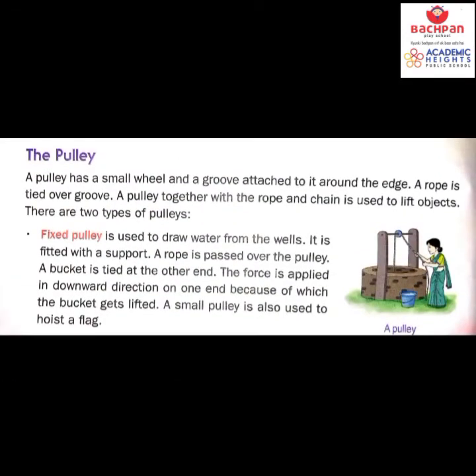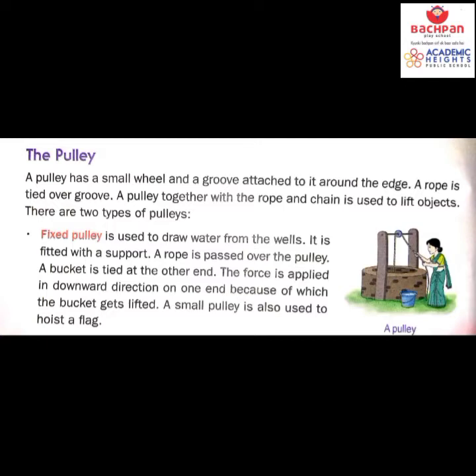Now dear students, we talk about a pulley. A pulley has a small wheel and a groove attached to it around the edge. A rope is tied over this groove. A pulley together with a rope and a chain is used to lift objects. You should know there are two types of pulleys. One is a fixed pulley and the other is a movable pulley.